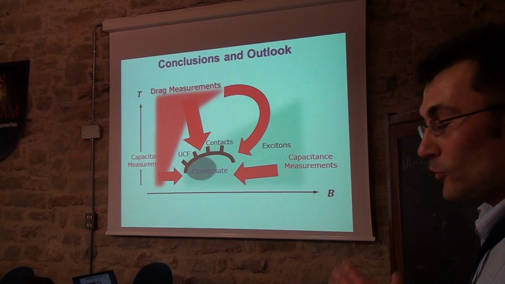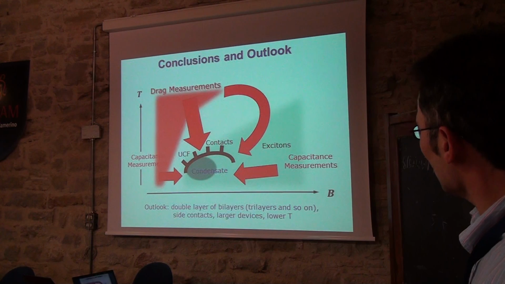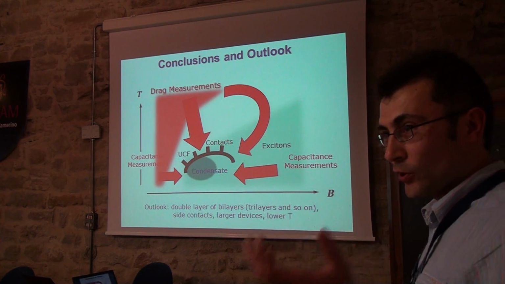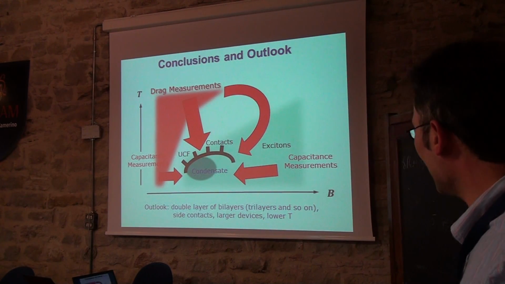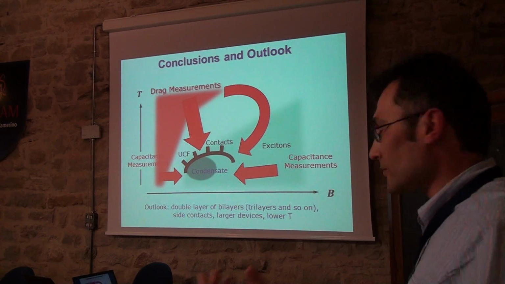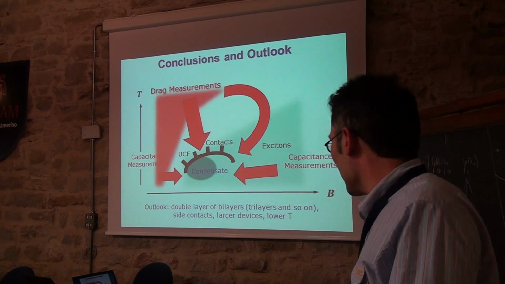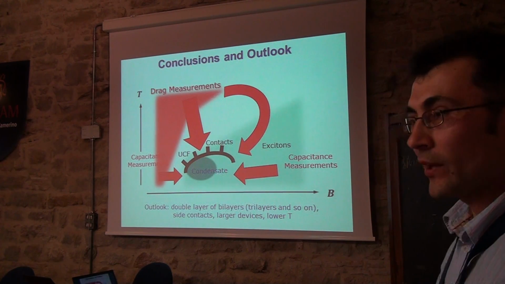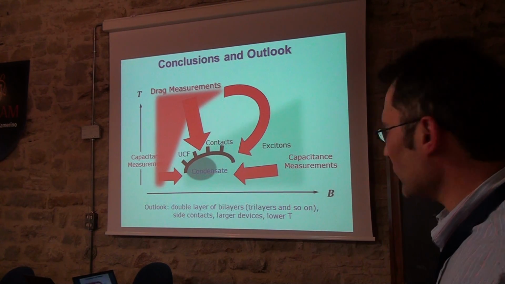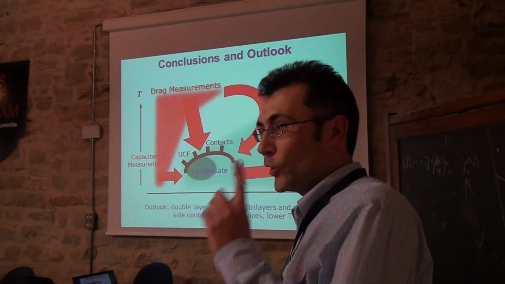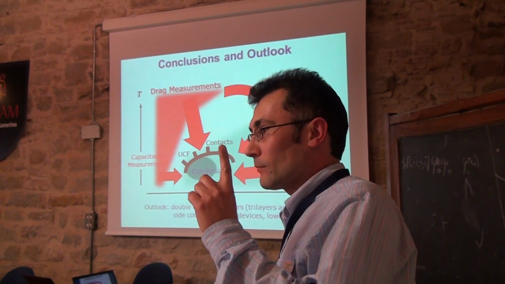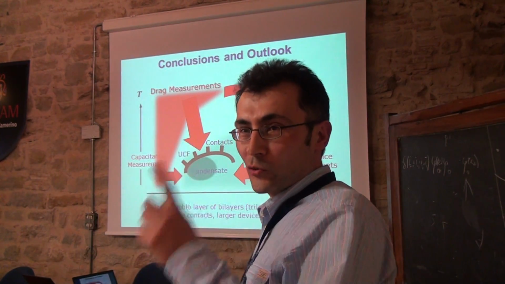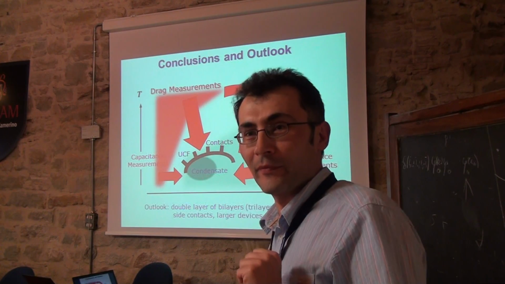We just started it, so we're not there yet, and there are still things to do. In reserve we have, obviously, as you have heard today, double layers of bilayers, maybe trilayers and so on. We can also improve our contacts to make inside contacts. We can probably make larger devices as our technique improves. And we can also probably go to lower temperature. Lancaster is home to the cryostat with the lowest temperature on Earth. We can cool down a two-dimensional electron gas down to 1 millikelvin.